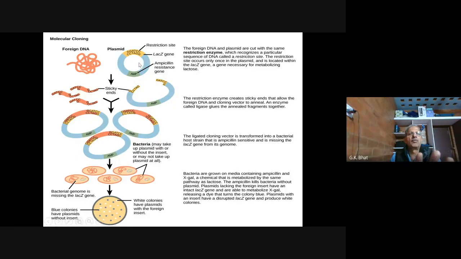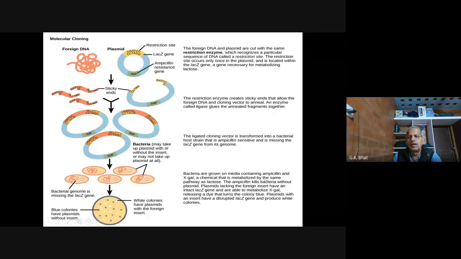You add that foreign DNA into the plasmid. The restriction enzyme creates a sticky end, right? This foreign DNA got ligated here. The ligated cloning vector is transformed into a bacterial host strain that is ampicillin sensitive and is missing the lacZ gene from its genome. It is missing the lacZ gene from its genome because we have added one more piece into the lacZ area.